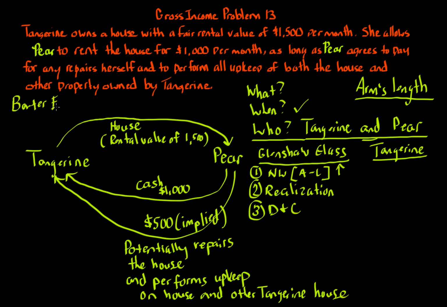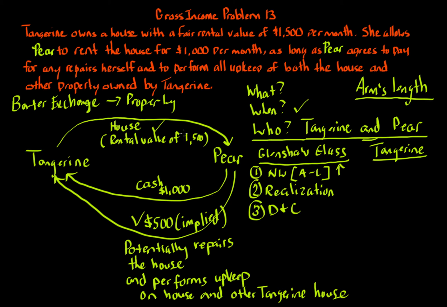Barter exchange is when you have something other than cash, like a service or property, that you can give in exchange for some other type of property or services. So barter exchange deals with property or services on either side. Here, Tangerine has property for cash and services. So this portion here and here is a barter exchange. The cash is not. That's easy to see. It's gross income, right? We're going to go through the steps.